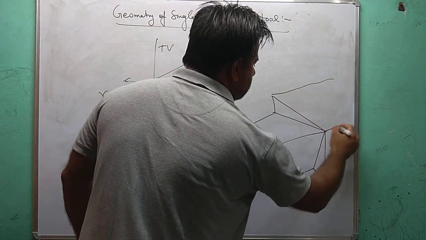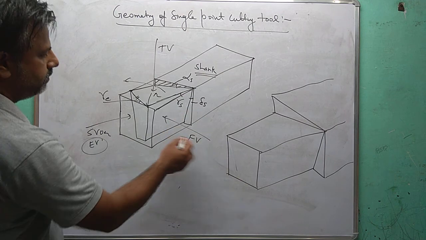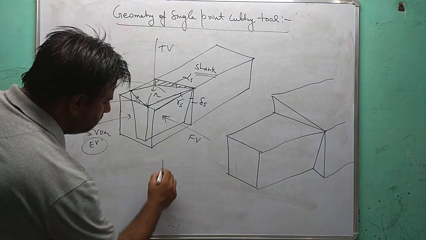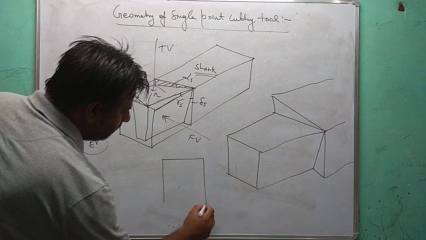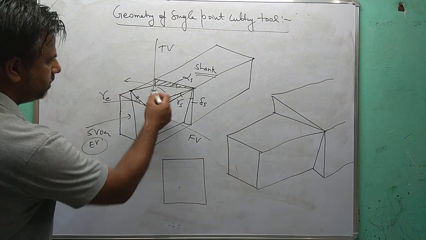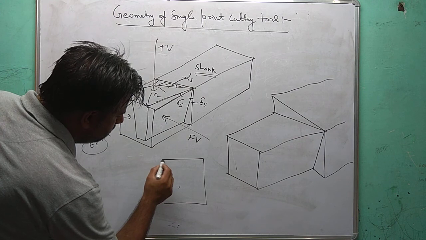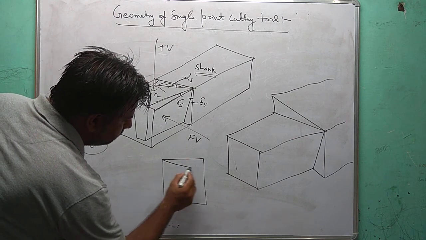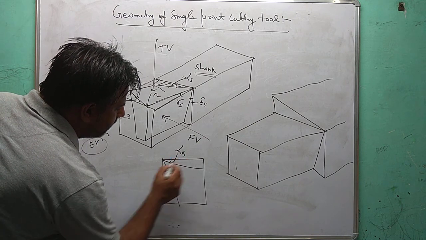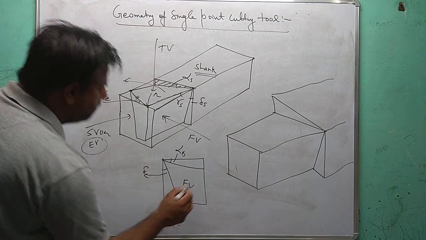So in this way, this is the geometry of single point cutting tool. When you make the front view, suppose this is my front view. This is my positive rake surface. With respect to the positive, some material is removed from the rake surface. So this face in front view looks like this. This is my back rake angle, and this is my end clearance angle. So this is the front view.